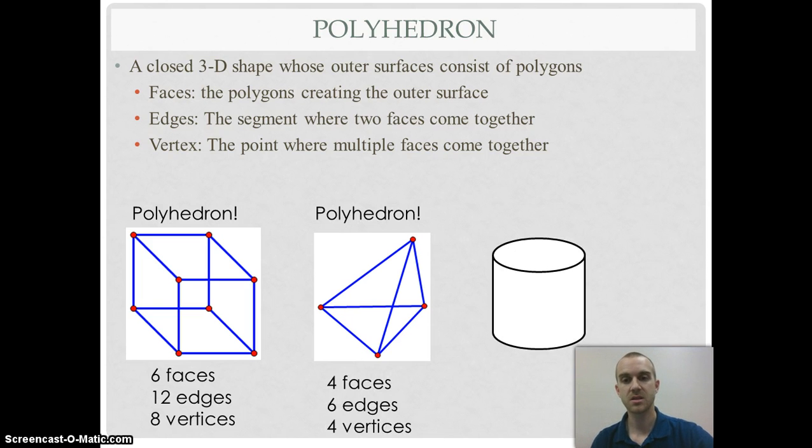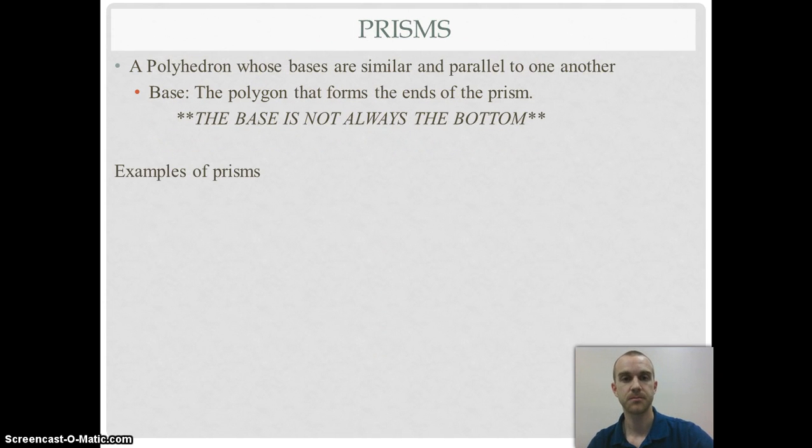However, this is a cylinder, and a cylinder is not a polyhedron because it has a curved surface. Anything that's curved is not a polyhedron. It's just a three-dimensional solid. So one of the first ones we'll talk about are called prisms. And a polyhedron that has a base similar and parallel to one another is considered a prism.